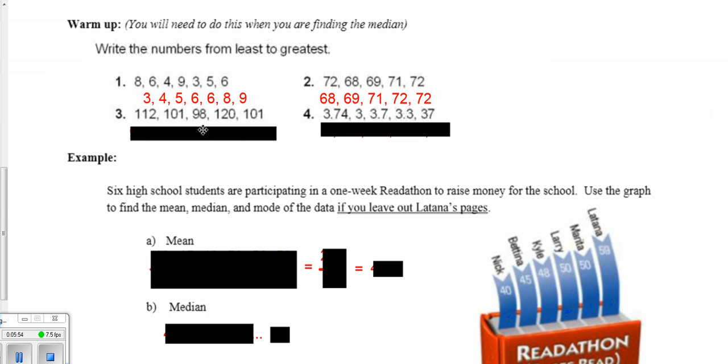All right, let's look at number 3 then. We've got 112, 101, 98, 120, and 101. Rewrite it so we have 98, 101, 101, 112, 120. What would be our mode? 101 happens twice. No other number happens twice, so that would be our mode. To find the median, again, it's the exact middle. Cross out 1, cross out 1, cross out 1, cross out 1. There's our median. 101 is both the median and the mode.